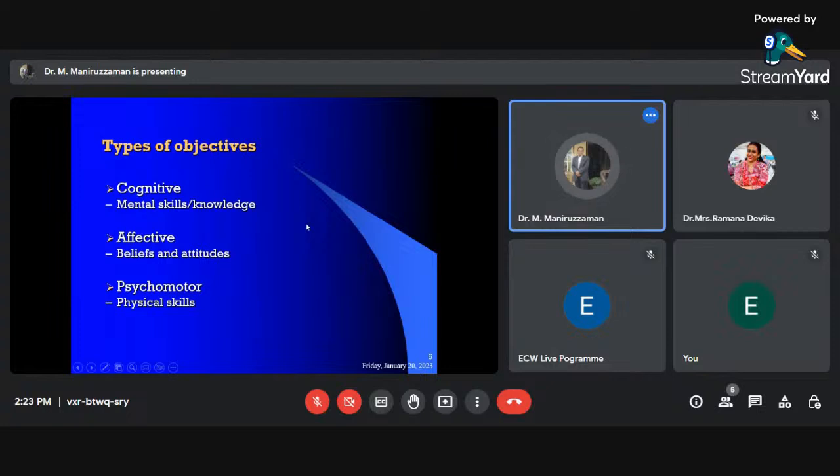And here you see how to write objectives. Objectives should specify four main components. Number one, audience. Number two, behavior. Number three, condition. And number four, degree. That's why, taking the first letter of each of the components, we have got the ABCD model. A, B, C, D. Here A means audience, B means behavior, C means condition, and D means degree.